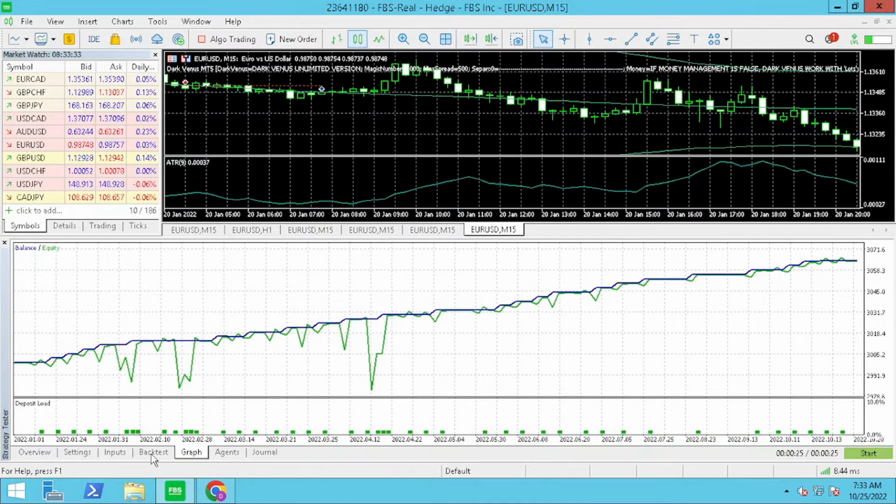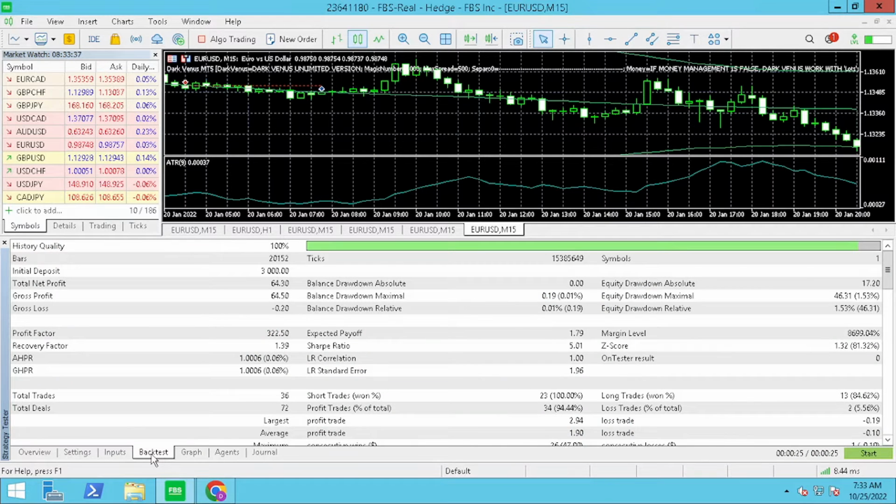This strategy takes the least amounts of trades with only a total of 36. It was still able to close at $64.30 with an equity drawdown of $46.31.